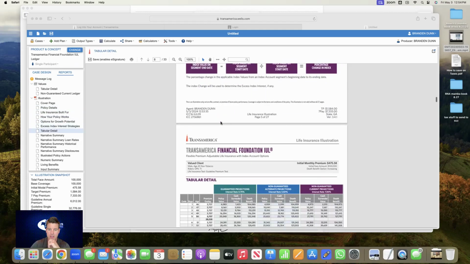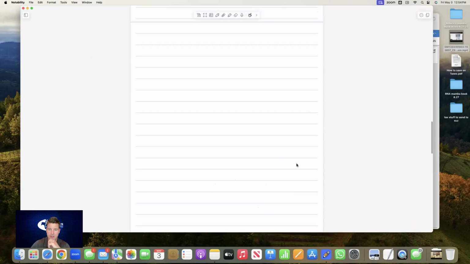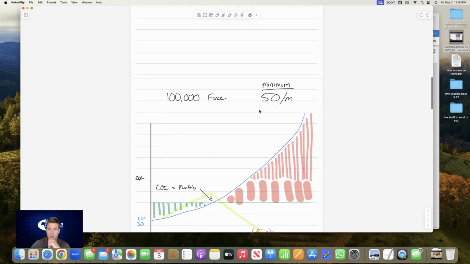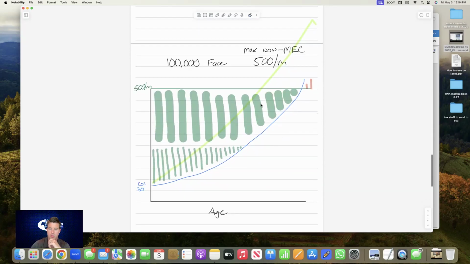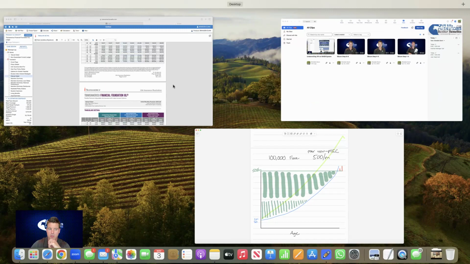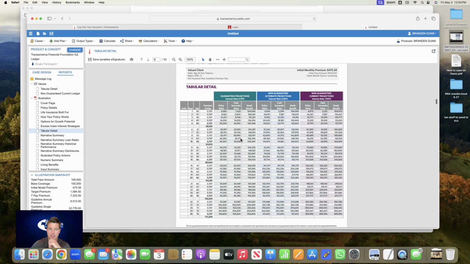Just to scroll down, everything being the same except for how much we're paying in. We're going from the minimum, which here was 50, to the maximum of 500, and that really pushes the policy out. The other one was lapsing at about 74. So now let's look at this one. Okay, paying in a lot more money, about 8 times more per month, but this is really the only way to design these ULs.